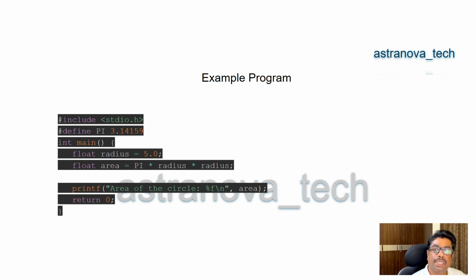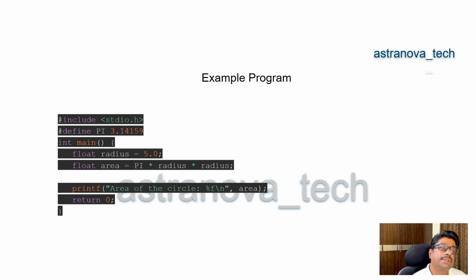int main. This is the main method of any program in C. Its signature is: return type is int, then main, with brackets open and close, and a curly bracket will open. Inside that we can have data type declaration: data type, variable name, equal to 5.0. This is the value given to radius. The data type is float, radius is a variable, and 5.0 is assigned to it.